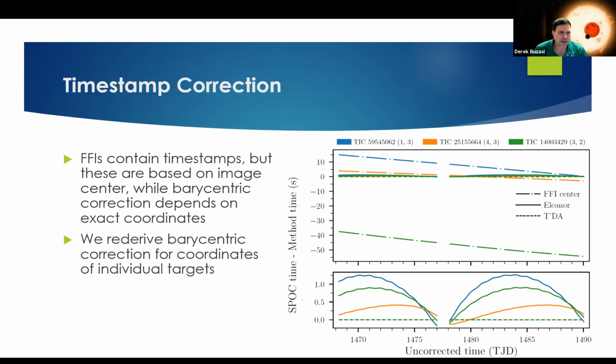We also do timestamp correction. The FFIs themselves contain timestamps, but of course those are based on the center of the image. And if you want to do true barycentric correction, that depends on the exact coordinates. So we rederive barycentric correction for the coordinates of all the individual targets. And depending on the level of precision that you need, that may or may not be of value to you, but typically we're talking about corrections that are in the tens of seconds range.